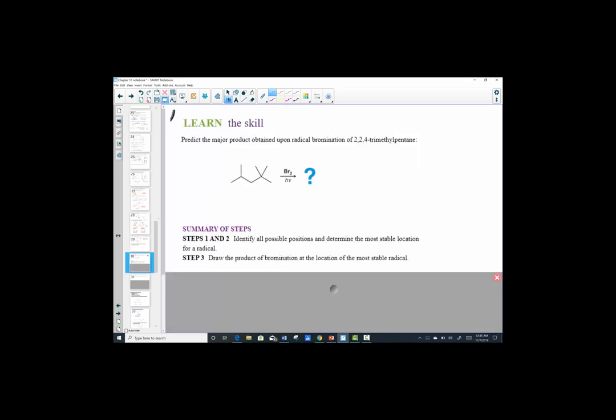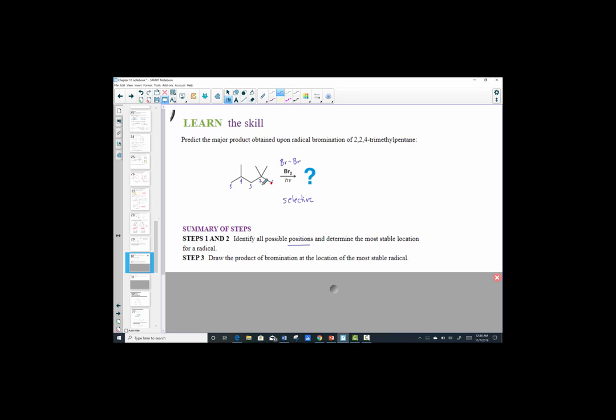Let's practice. Let's predict the major product obtained upon radical bromination of 2,2,4-trimethylpentane. We're undergoing bromination. Now, bromination, I want you to think, is very selective to the most stable radical. Find the most stable radical. We have to break a C-H bond to do so. So let's identify all possible positions and determine the most stable location for a radical.